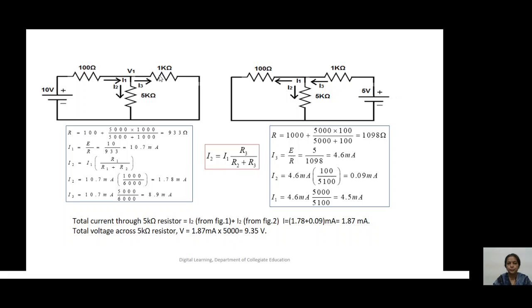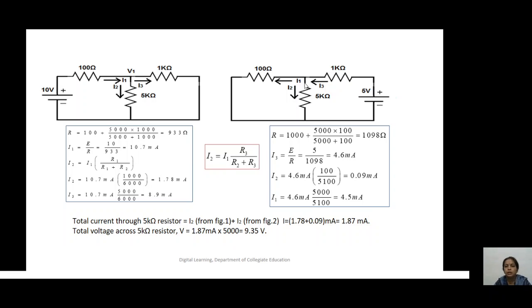Similarly I3, if you want I3, that is current through 1K, then main current into resistance of the other branch. If you want current through 1K, we should take the other branch resistance in the numerator divided by sum of the resistances. So that will be equal to 8.9 milliamps. So we know all the currents in the branches here in the first circuit.